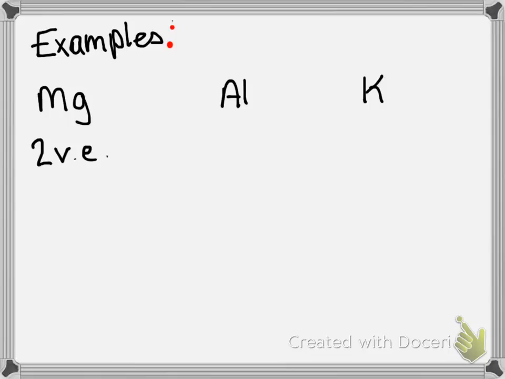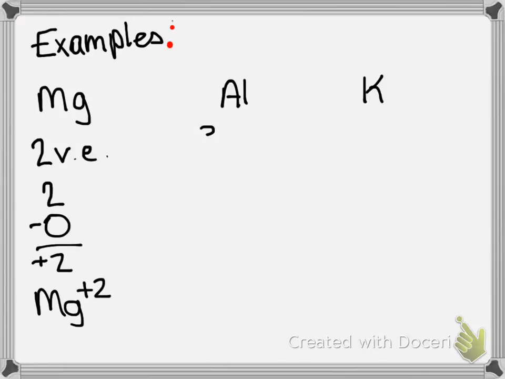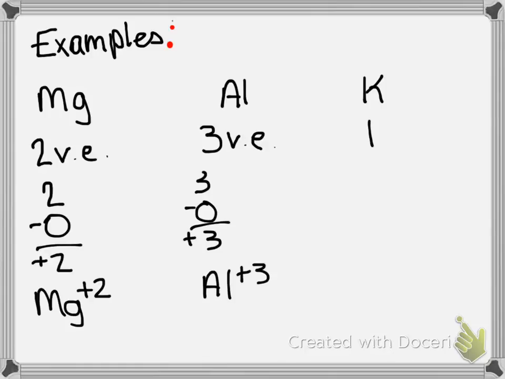If you want to do it using math, look at whether it's closer to 0 or closer to 8. If it's a cation, it's going to be closer to 0, so you'll set up a problem based on the number of valence electrons, so 2 minus 0, and that's going to leave you with a +2. So magnesium is a +2. Aluminum has 3 valence electrons, so it's going to be 3 minus 0 to be a +3. And then potassium has 1 valence electron, so it will be 1 minus 0 to be a +1.